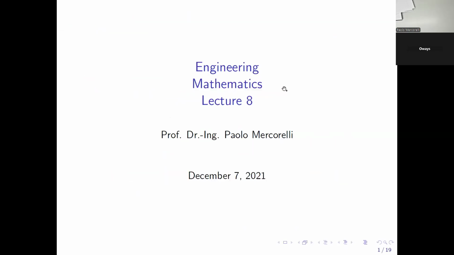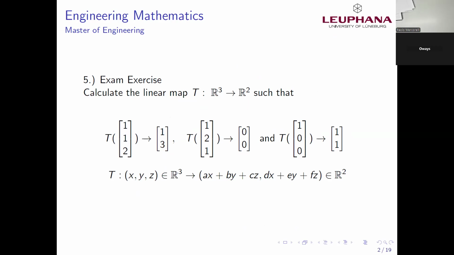Exam exercise. Try to do this. Calculate the linear map. Everything is linear here. This means the map T from R^3 to R^2, such that T(1,1,2) goes into (1,3), T(1,2,1) into (0,0), and T(1,0,0) into (1,1).